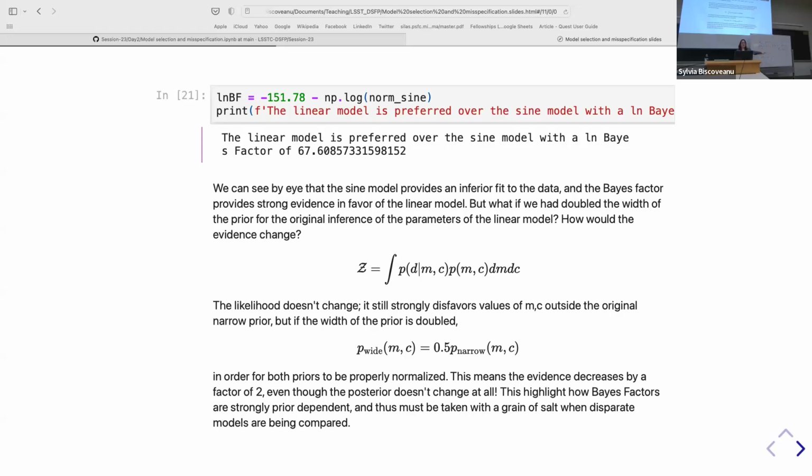So if instead we had chosen a narrower prior that looked like this, our posterior would be exactly the same, right? Because the likelihood out here is 0. And so the posterior out here is also 0. But what about our evidence? So let's say this region is half as narrow as this region. How does the evidence change?